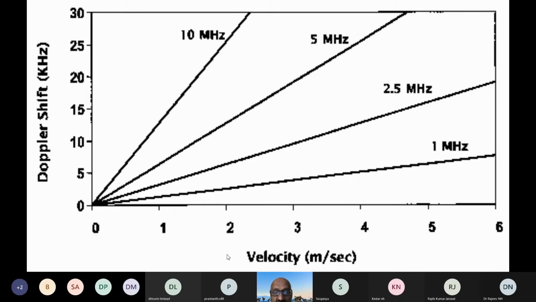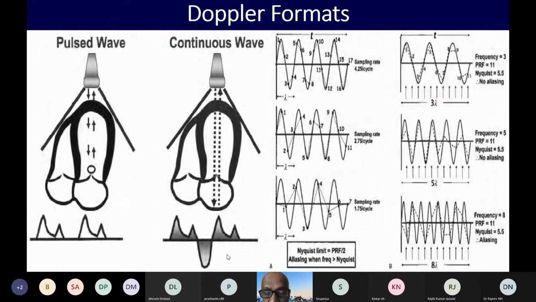So when you're talking about Doppler, there are at least 4 different types of Doppler which are useful in the clinical settings. One is the pulse wave Doppler. Second is the continuous wave Doppler. Third is color flow Doppler. Fourth is the tissue Doppler. So there are 4 different types of Doppler which can be used in the clinical setting, and we need to know what are the mechanisms involved and what are the advantages and in which situation you would like to use which Doppler.